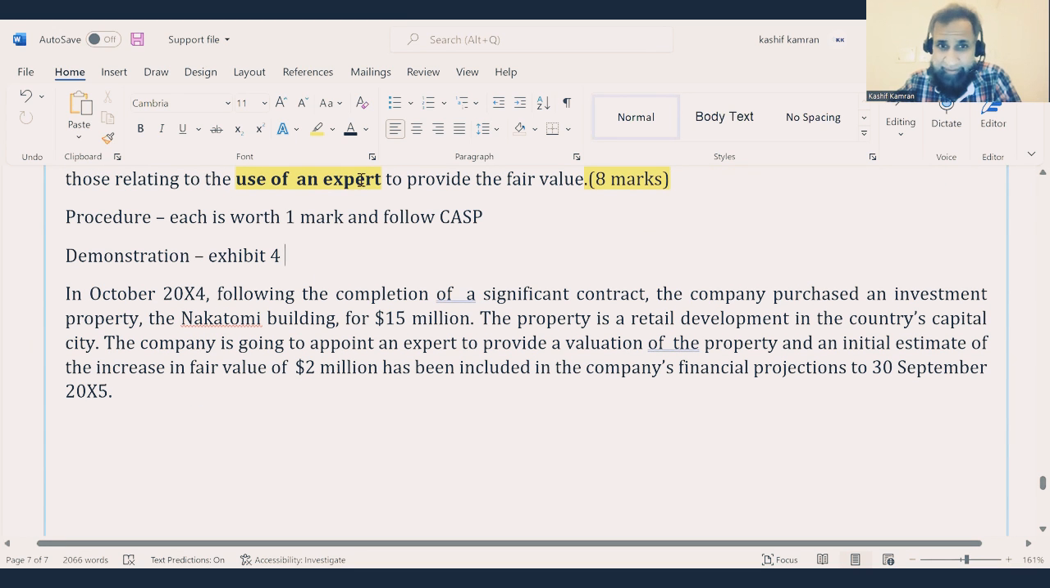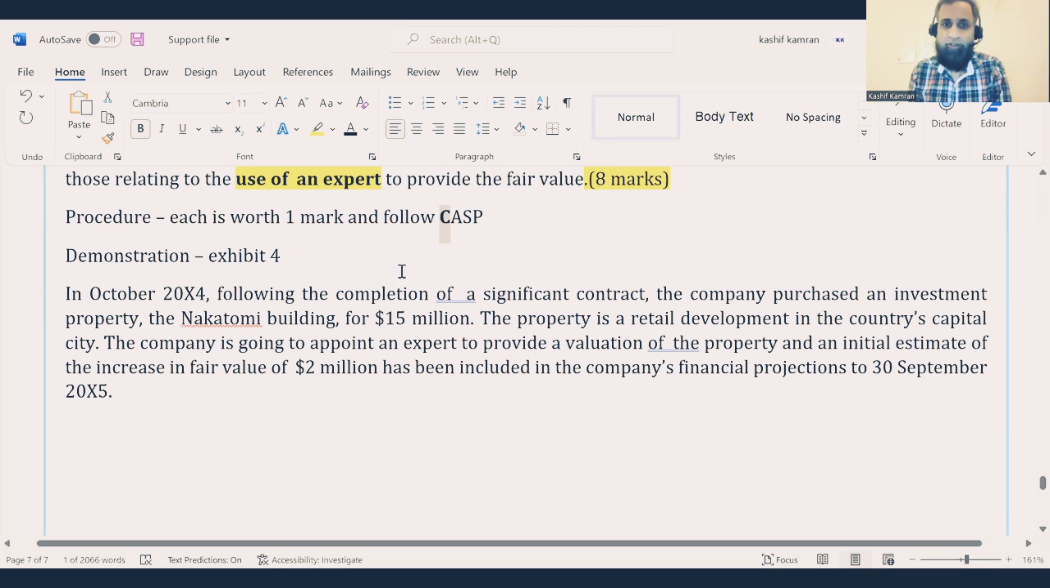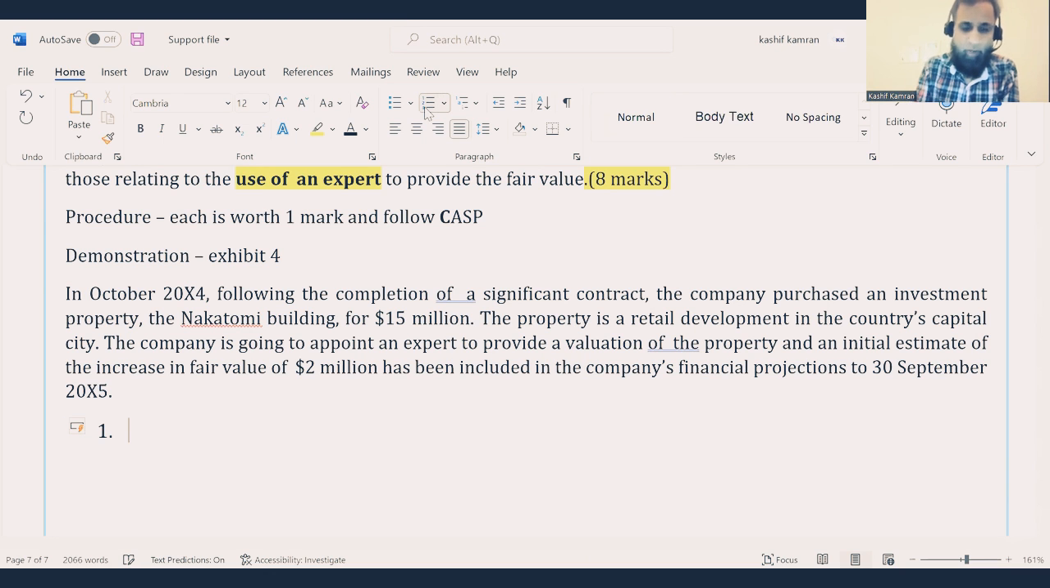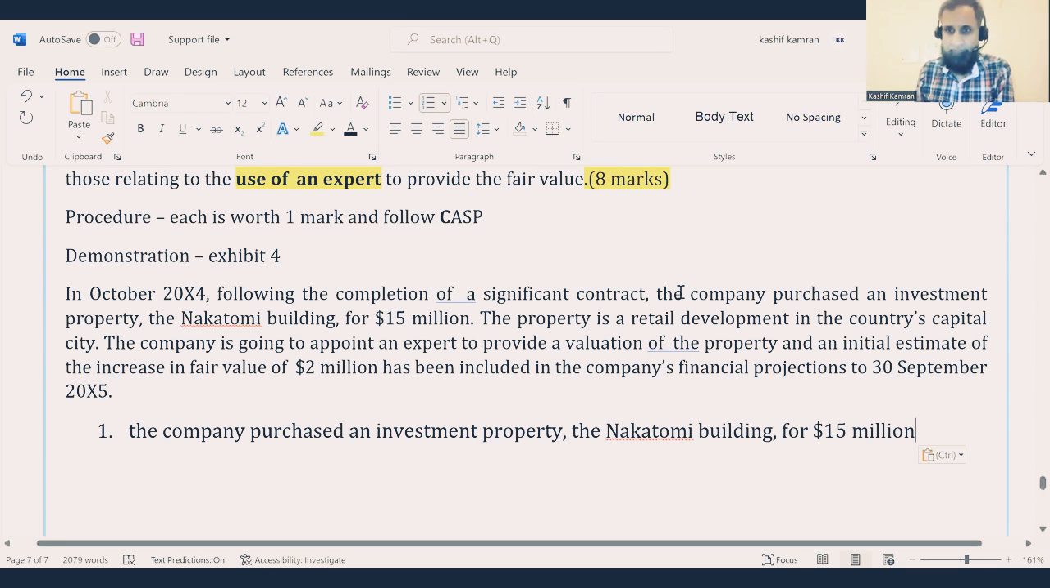Now, see, case C is the case specific, right? Something has to come out of the case. In October 20x4, following the completion of a significant contract, the company purchased an investment property for $15 million. This is the first information. Control C, and I bring it down and I say, okay, this is the first one. Company purchased an investment property for $15 million, full stop.